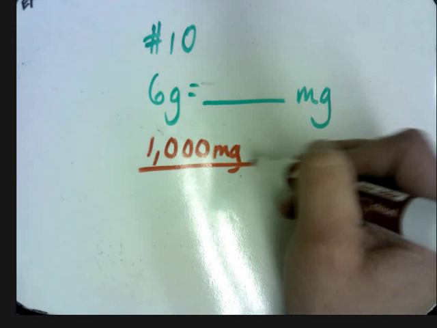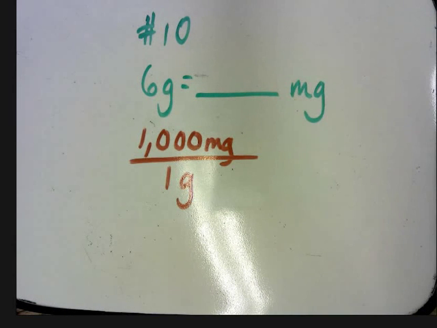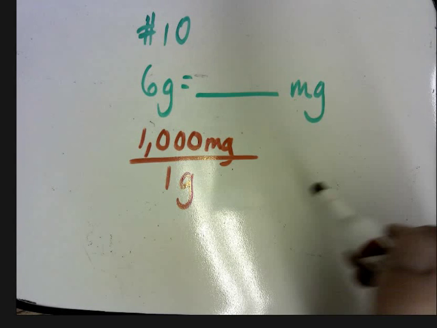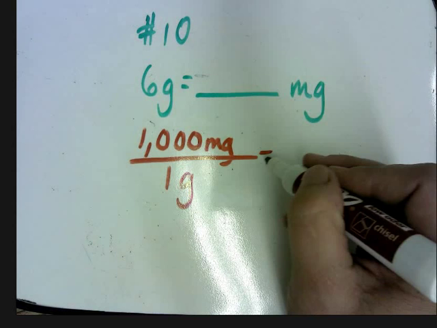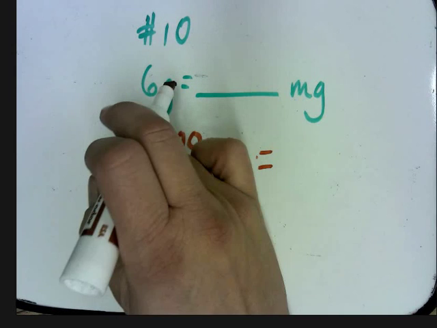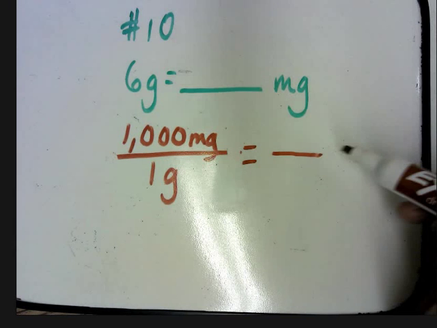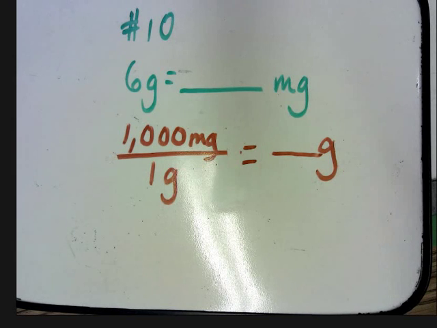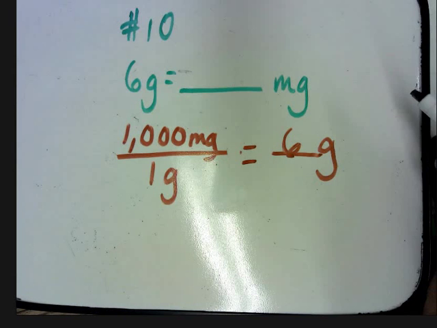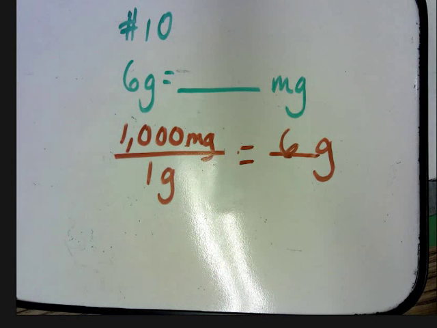So that's how I write it. I want to get rid of grams, and I want to keep milligrams. Since I have grams here, I want to make sure that I also have grams here so that they can cancel each other out. And I'm going to put my 6 grams here. In other words, if there are 1,000 milligrams in 1 gram, how many milligrams are there in 6 grams? So this is how I'm going to set it up.